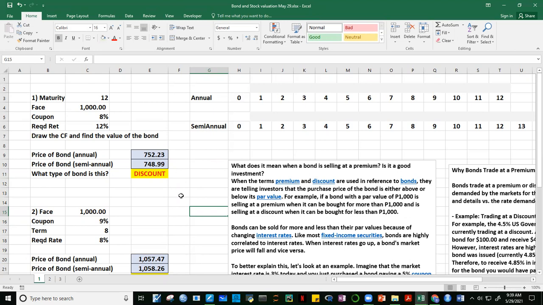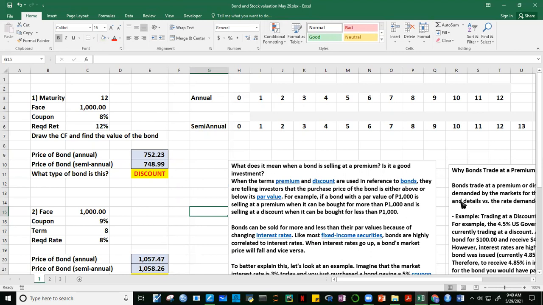So here, this is an investment in bonds. We know that a bond is a type of investment where the issuer, the one who borrowed money, will pay the investor interest and at the end of the term, the principal, the principal amount or the face value of the bond. So in this worksheet, bond and stock valuation, we're going to look at valuation for bonds and stocks. So let's start first with bonds.